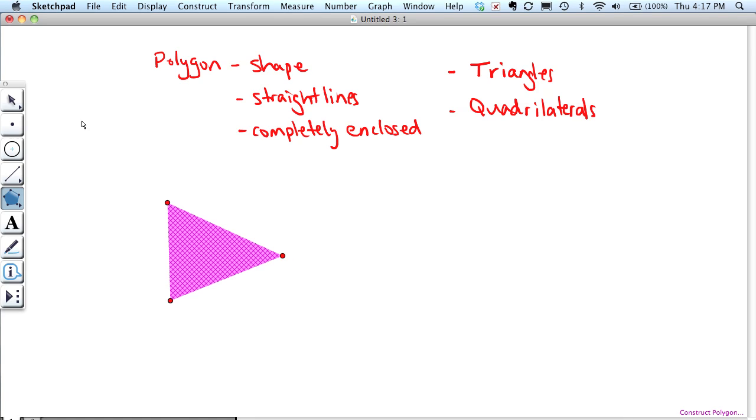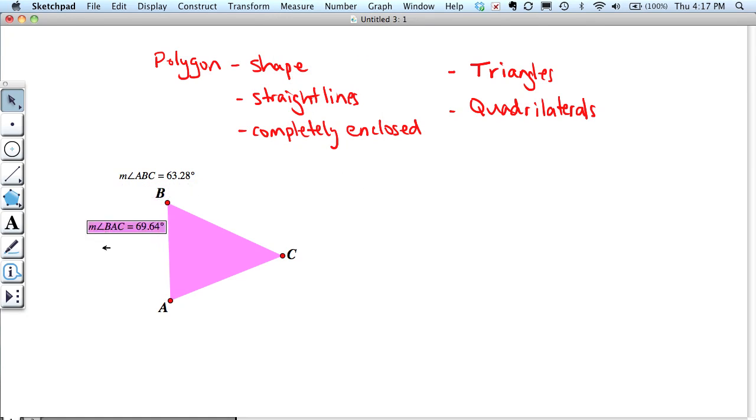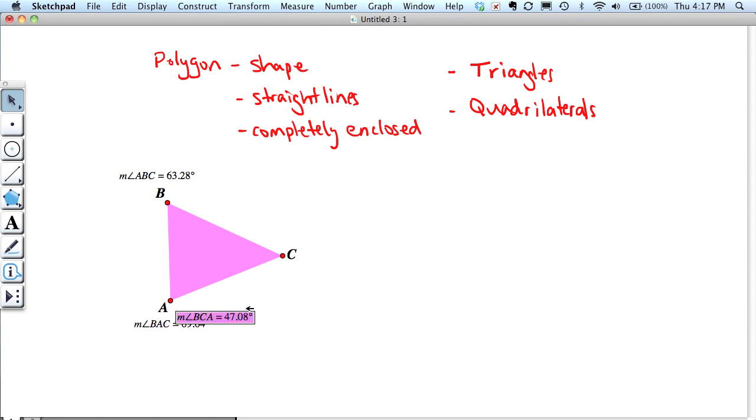So here's my triangle, and the quick thing we can do is quickly measure all of the different angles here. So I'm just going to measure the angle and get 63.28 for angle B, and for angle A it is 69.64, and for angle C it is 47.08.